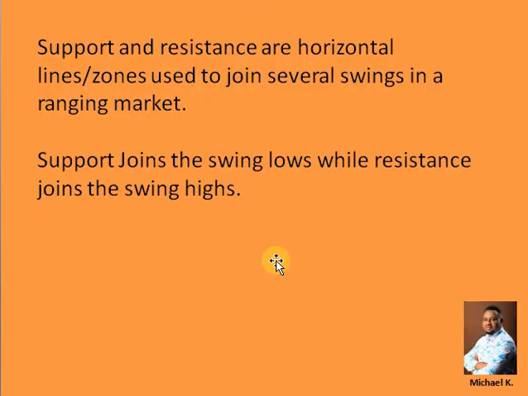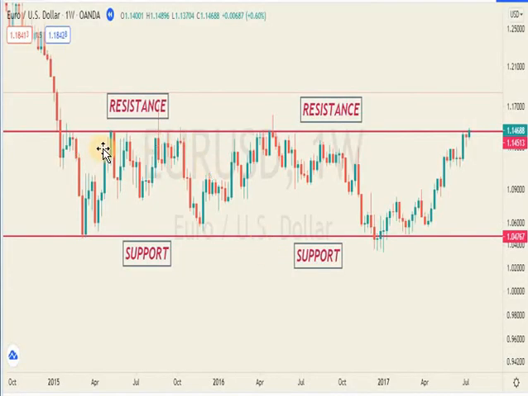Let me show you what I'm talking about. You can find out that the swing highs are joined by the resistance. So this upper limit is called the resistance zone, or the resistance line. The lower limit that joins the swing lows is called the support. All these things we'll be talking about in the implementation part, the execution part of this course. This is just to introduce you to the concept of trend lines, trend structure, and support and resistance.